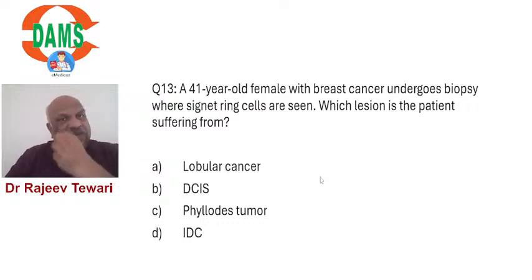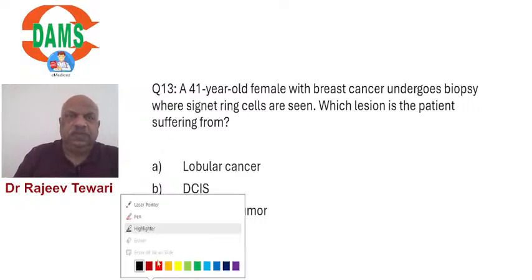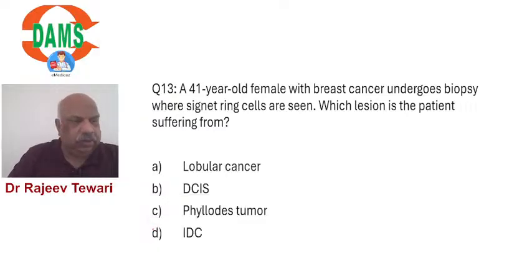A 41-year-old female with breast cancer undergoes biopsy where signet cells are seen. Which lesion is present? Signet cells you get in which? So Kirti is right, SS is also right. Neha, SK, Om Prajapati, Tanmay, Priyanka, Sonam, Srishti, you all are right. So this is found in lobular cancer.